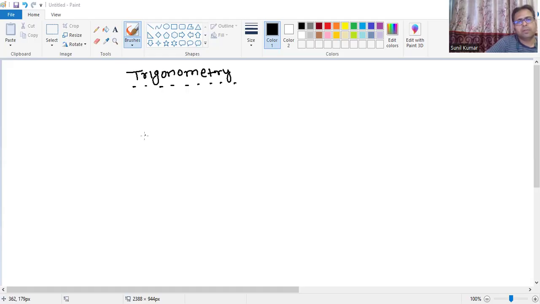Last class we just discussed sine theta, cos theta, tan theta, cot theta, sec theta, and all these ratios and the different theta values. Like we did the table values: sine 0 degree, sine 30, sine 60, sine 45, and so on, up to sine 90. So till 90 degrees we learned this.